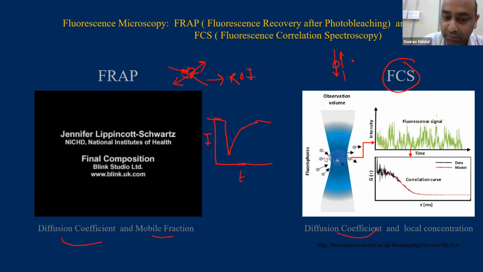But unlike mobile fraction, in case of FCS, we'll be able to find out the local concentration of the molecule, because we'll be able to count the number of molecules present in, let's say, 1 femtoliter volume, and then depending on the size of the cell, we can extrapolate how many different molecules are present. So we can actually find out the local concentration using FCS. Sometimes FRAP and FCS provide complementary data.